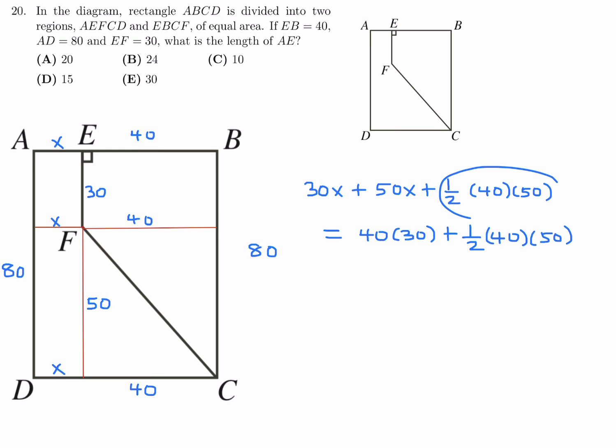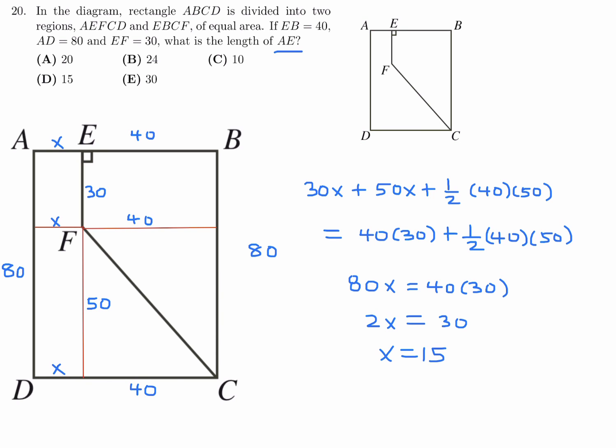So I immediately notice that that is the same on both sides, so those go. And all you're left with is 80x is equal to 40 times 30. And looks like 30 is going to be 2x, and therefore x is equal to 15. And x was representing AE, so therefore AE is 15, and therefore number 20, the answer is D.